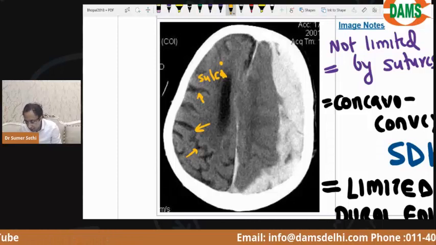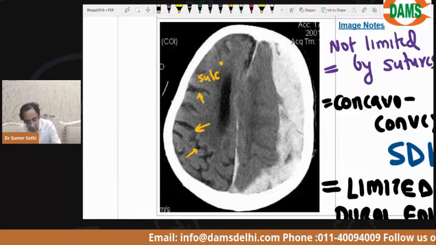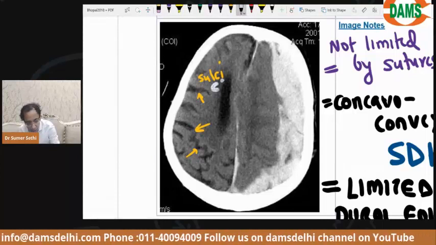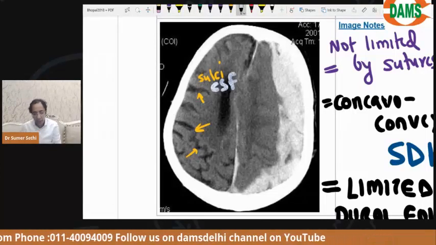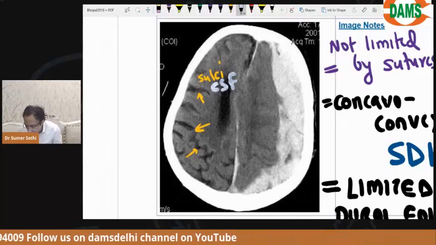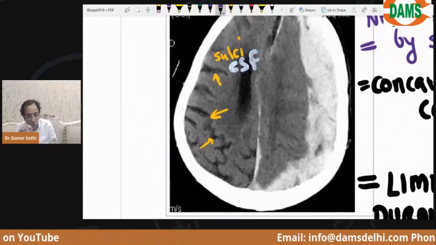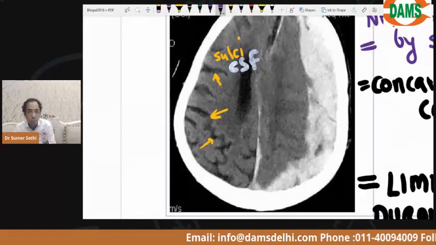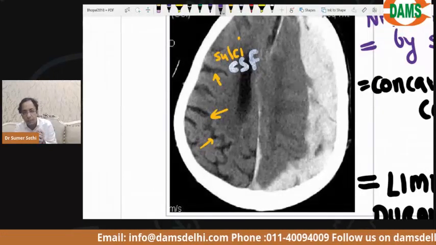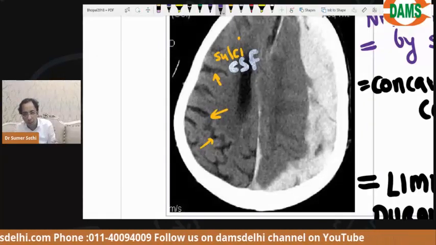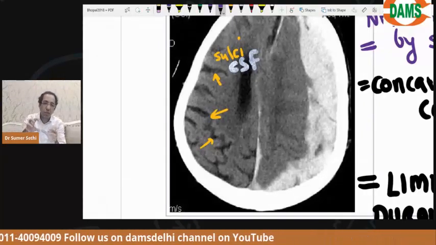These are your sulci, and the sulci are dark because they have CSF. The sulcal spaces appear dark because they have CSF. My question to you is, why are the sulci in this patient appearing so prominent? The sulci in this patient are appearing prominent because the gyri have shrunken.